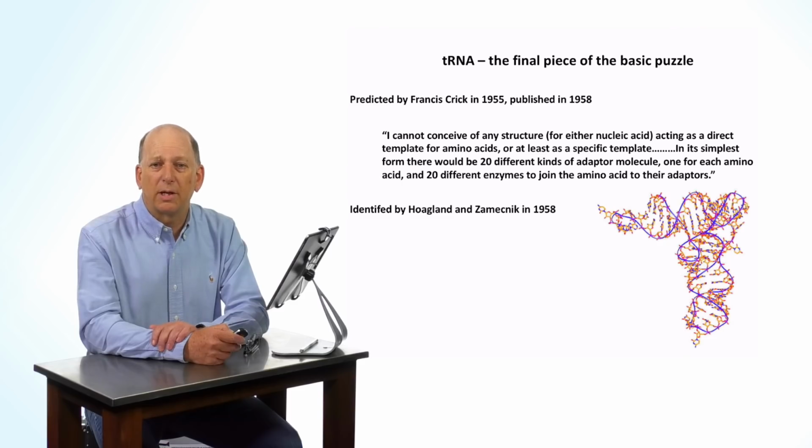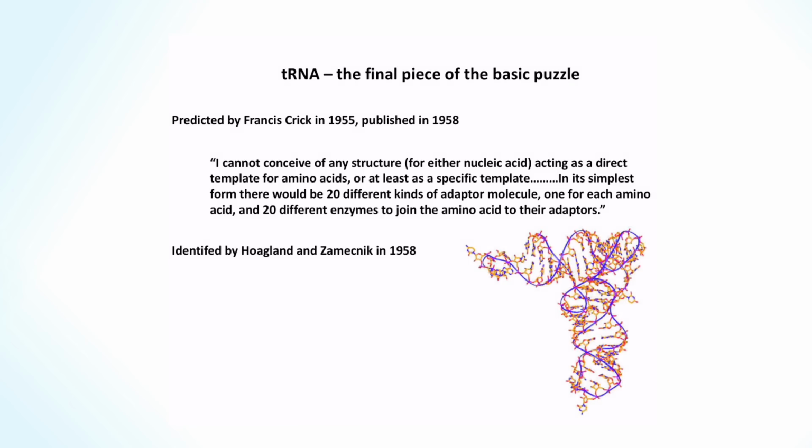So the last piece of the translation puzzle was how the mRNA was translated into protein. tRNAs were predicted by Francis Crick, discoverer of the double helix structure of DNA, and he used structural considerations to predict tRNAs. The quote from him is, "I cannot conceive of any structure for either nucleic acid acting as a direct template for amino acids, or at least as a specific template. In its simplest form, there would be 20 kinds of adapter molecules, one for each amino acid, and 20 different enzymes to join the amino acid to their adapters."